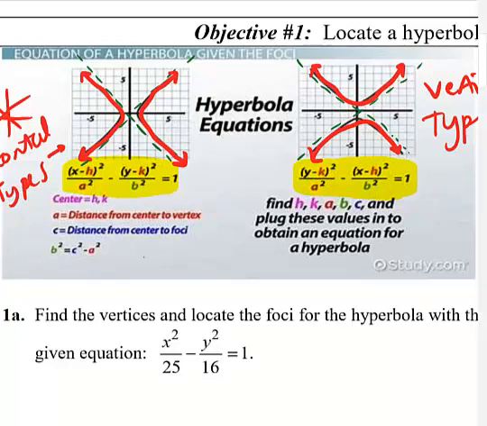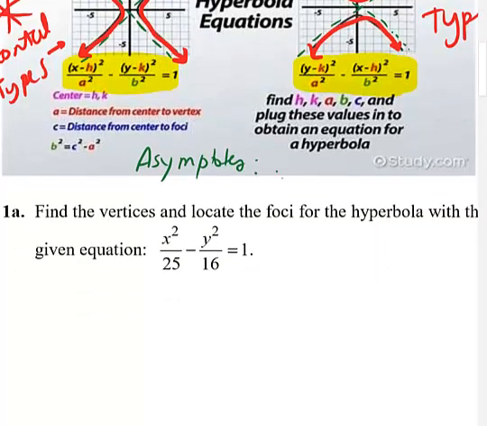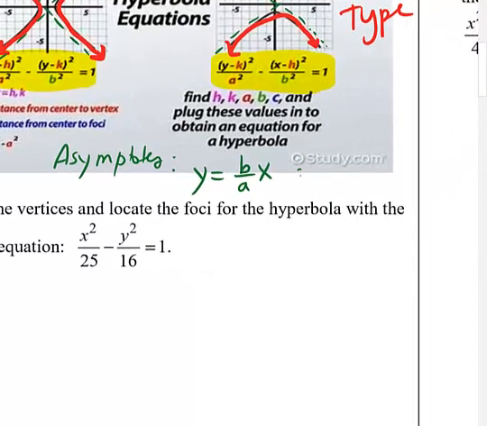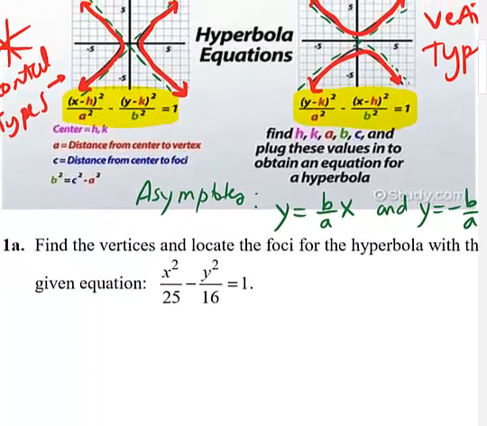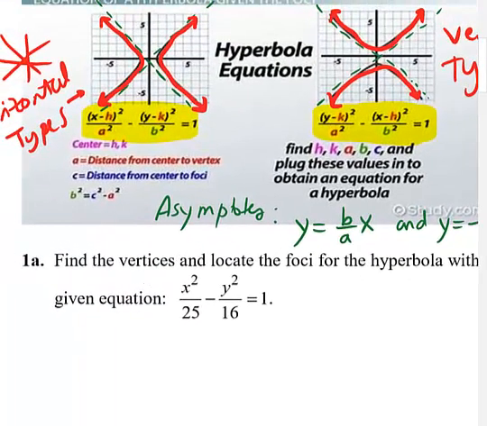So, where are the asymptotes located? They're located at y equals, this is the equation of the line that will become the asymptote, y equals b over a x and y equals negative b over a x. This first example doesn't ask about the asymptotes yet, but that's going to be coming up next.